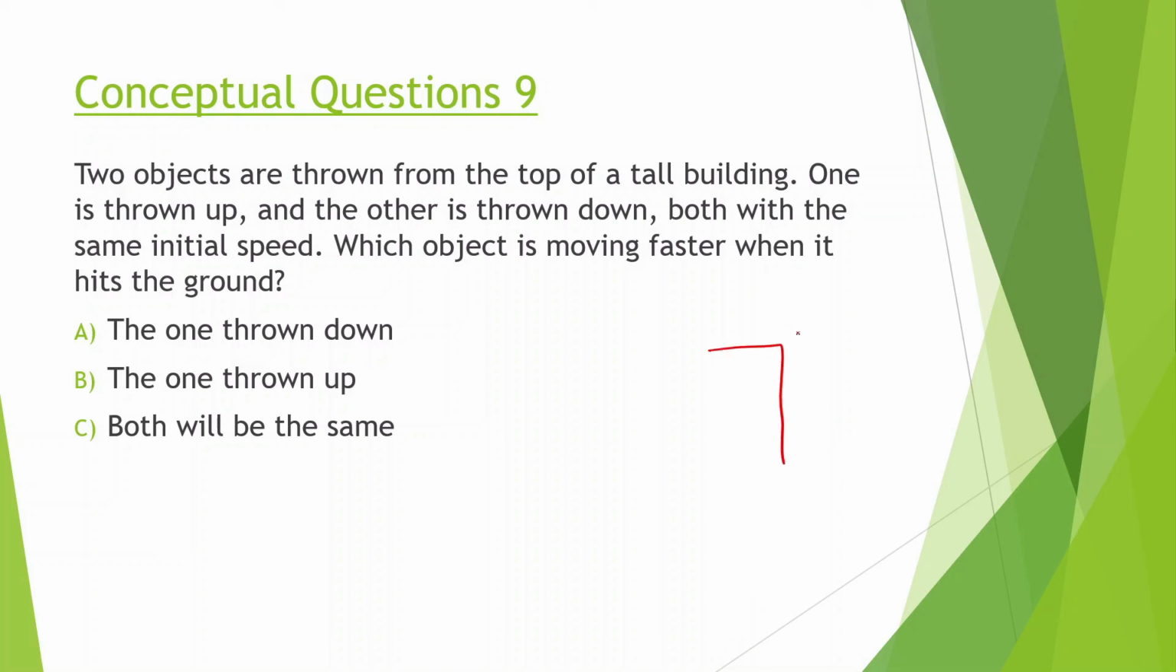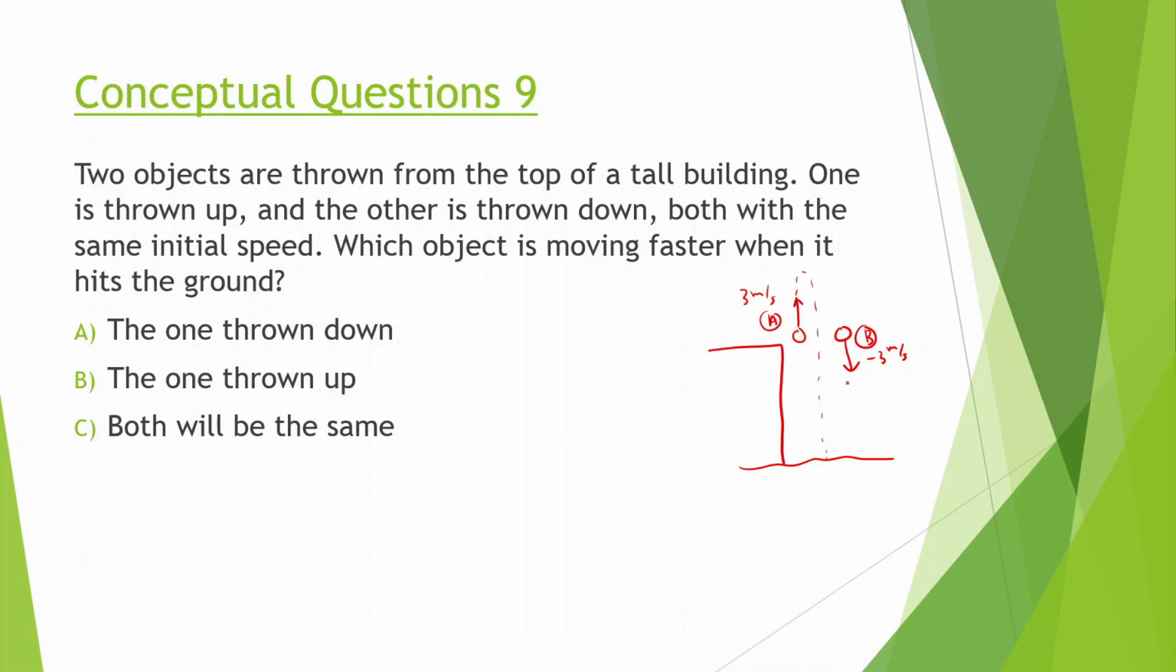Okay, so we have one object, we'll call this A, and another object, B. Let's say we throw them both at 3 meters per second. Since B is going down, I'm going to call it negative 3 meters per second. So which object is moving faster when it hits the ground? Which one's going to go the fastest?